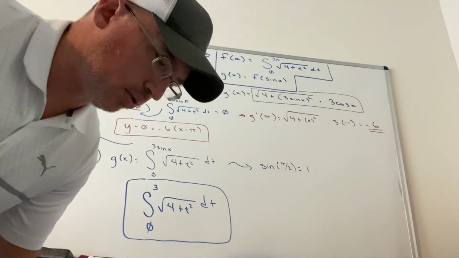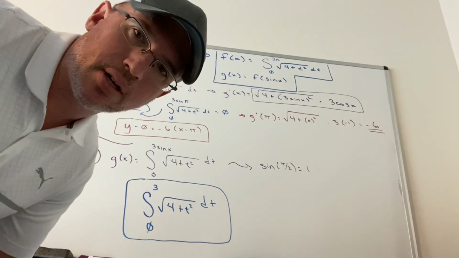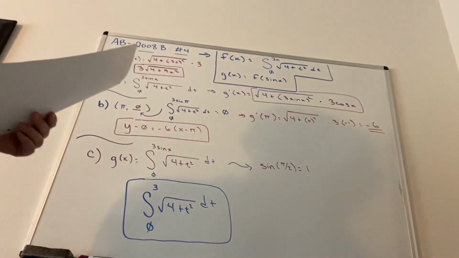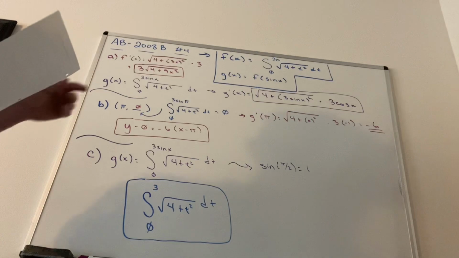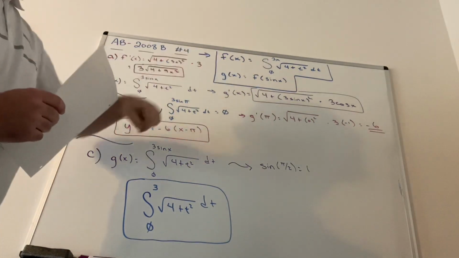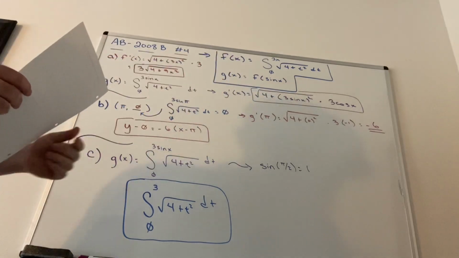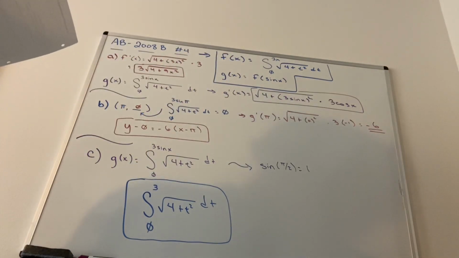This is question number 4 from the 2008 Form B AB exam. And in this question, you're given a function here, and you're told that g of x is equal to f of sine x. And the first question asks you to find f prime and g prime.